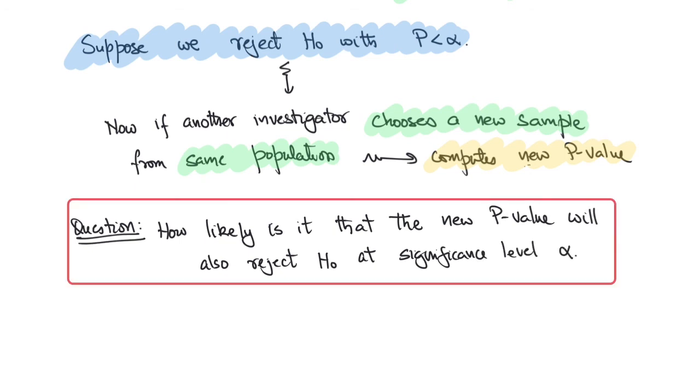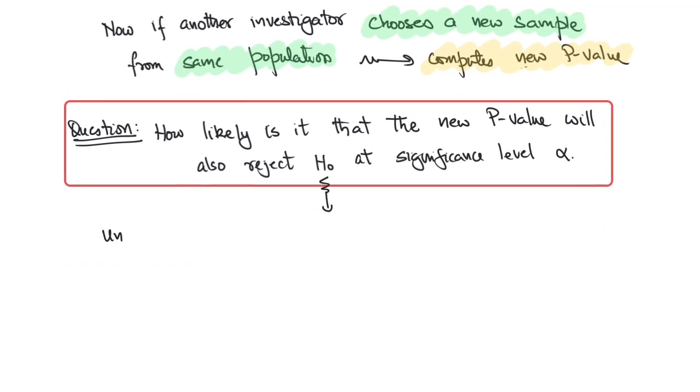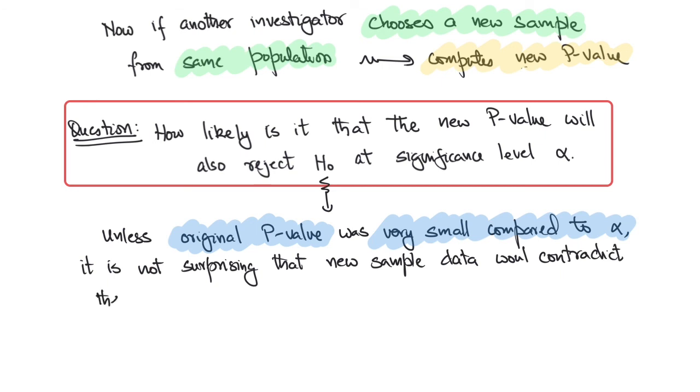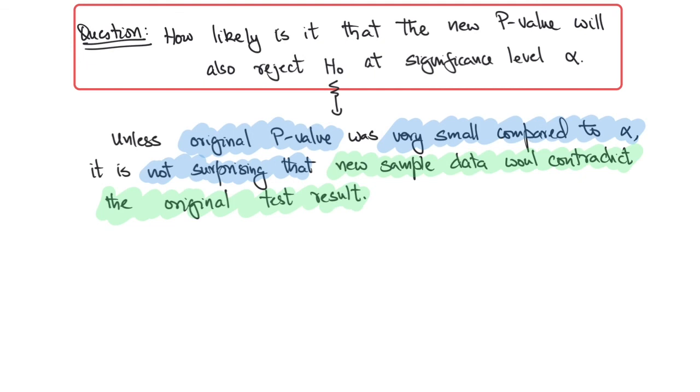Turns out that unless the original p-value was very small compared to alpha, it is not surprising that new sample data would contradict the original test result. A case in point would be rejecting the null hypothesis with p-value 0.01 versus rejecting the null hypothesis with p-value 0.0001 at significance level alpha equals 0.05.